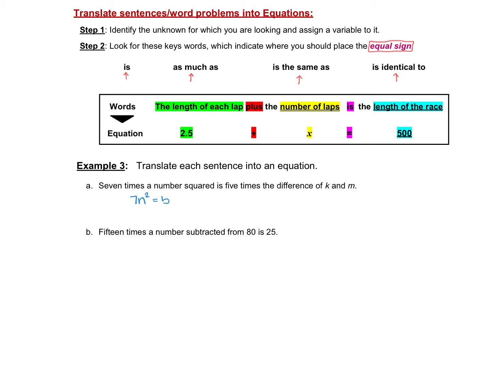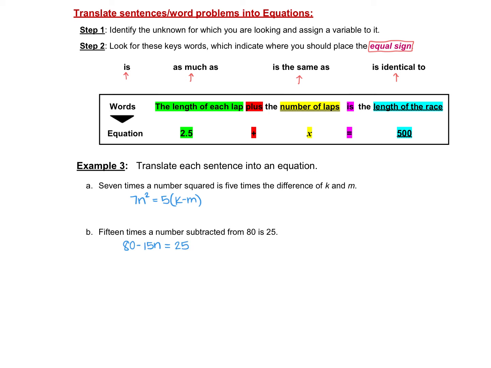So it's 5 being multiplied by the difference of two variables, k minus m. I do have to put this in parentheses and show this because it's 5 being multiplied by the difference. So I have to find the difference of these two values before I can multiply by 5. All right, next we have 15 times a number. So we'll just use n again, why not? Subtracted from 80. So 15 times n is actually subtracted from 80. So it's taken away from 80. Is 25, is the key word, so equals 25.